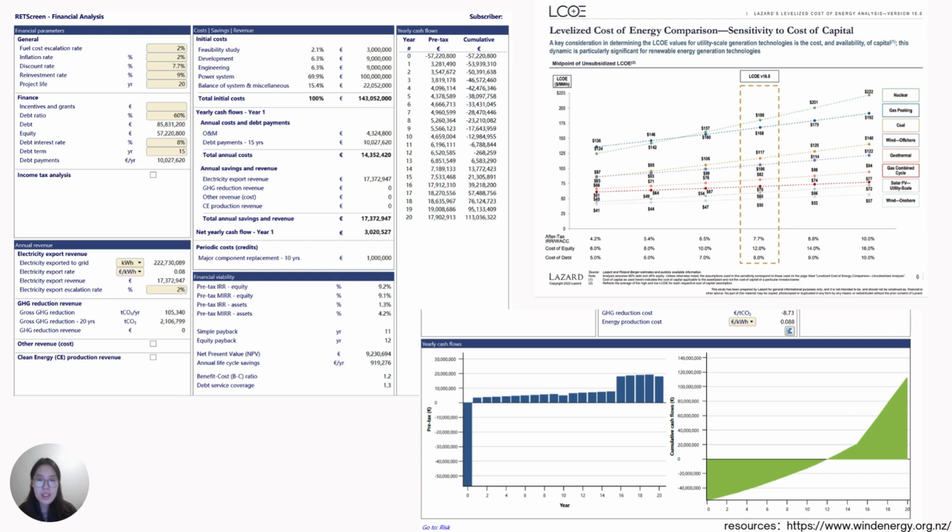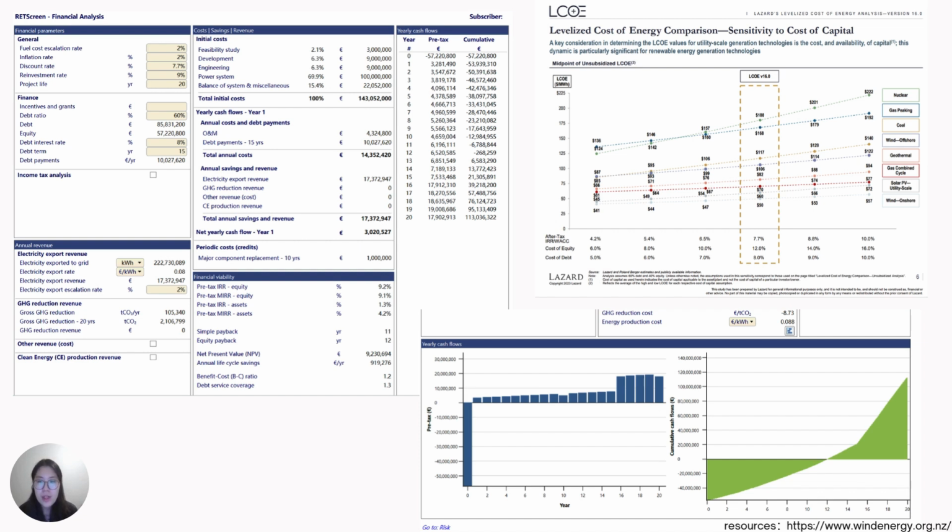The project is financially viable with a pre-tax internal rate of return of 9.2% and a net present value of 9.23 million euros. The project has a simple payback period of 11 years and a return on equity of 12 years.